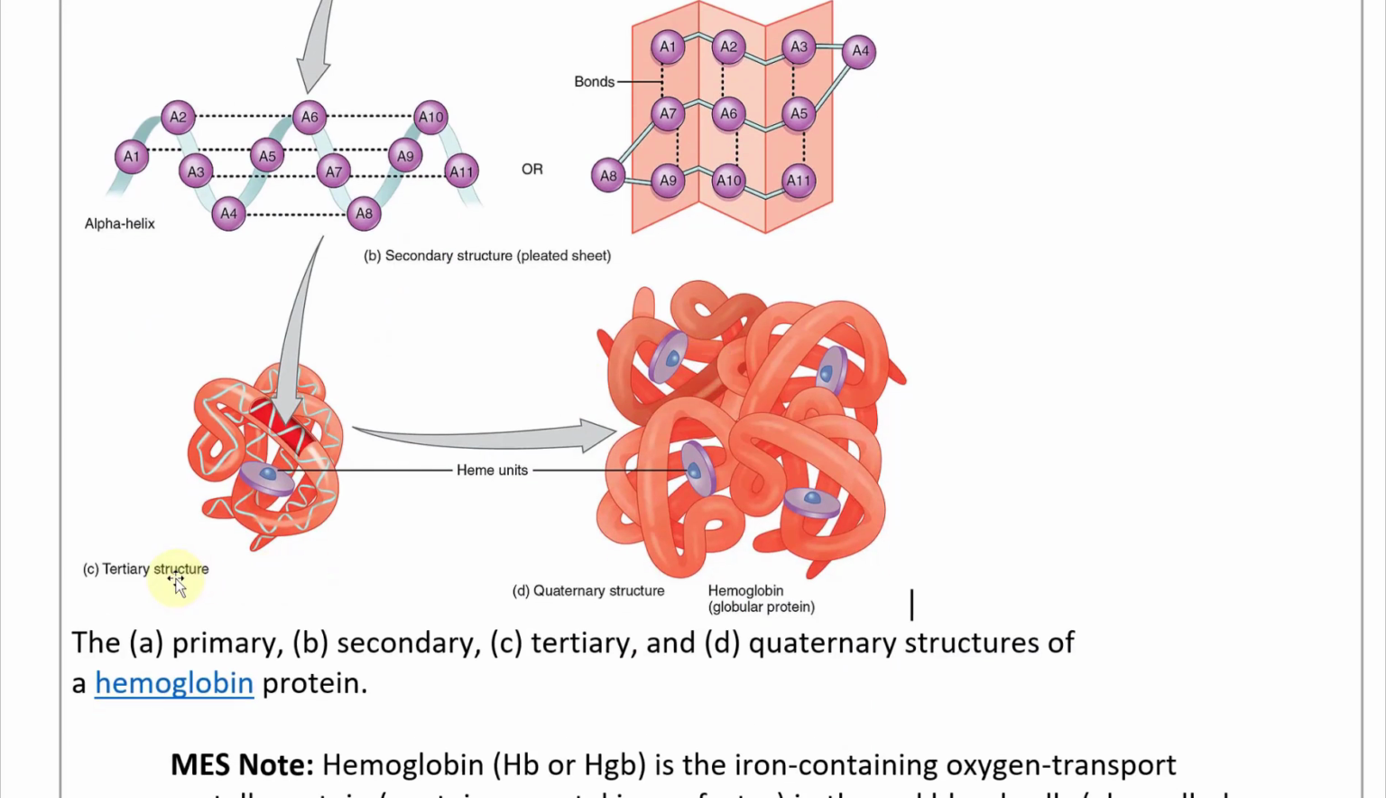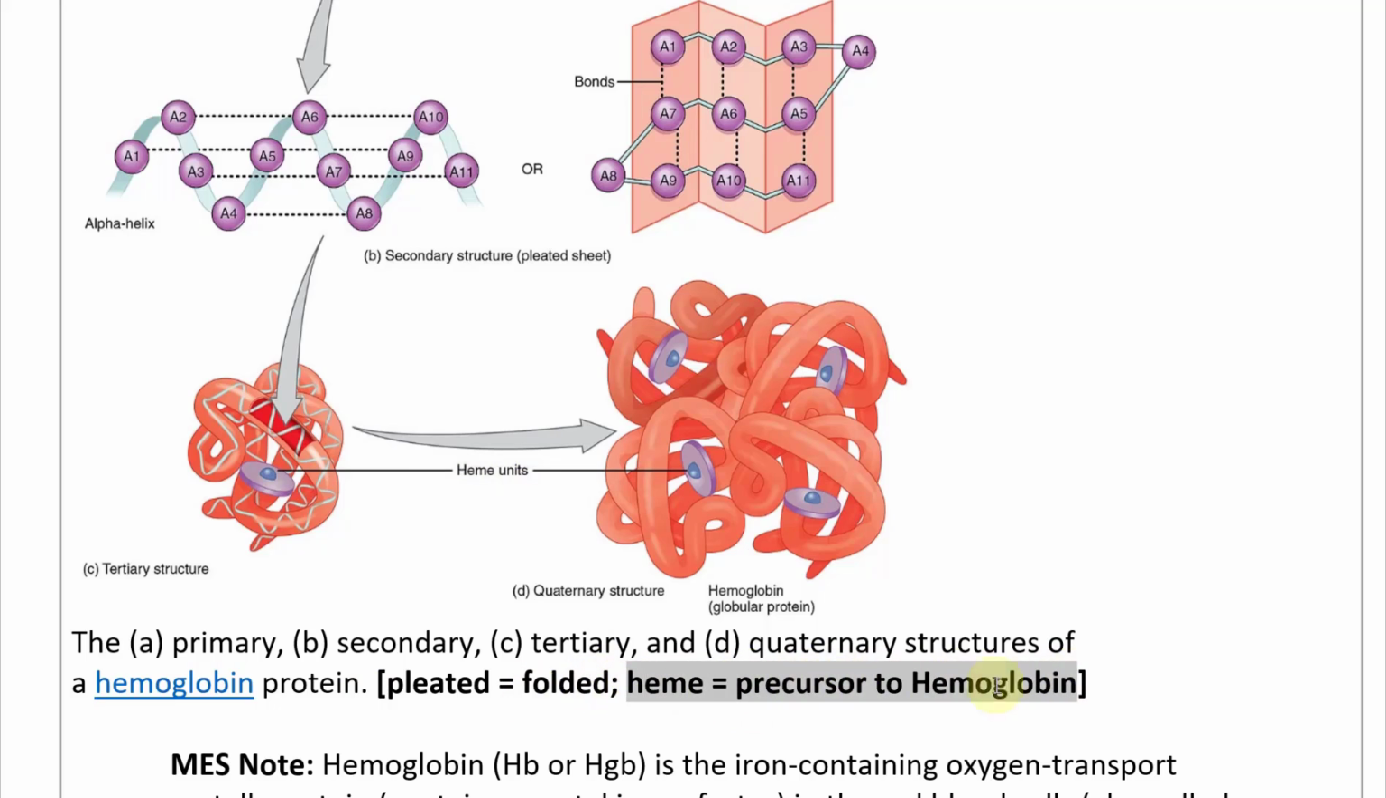And then here's a tertiary structure. This tertiary structure has just loops all around, and these heme units. Actually, I think it's pronounced heme. So these heme units, I just put it here for reference. So heme equals precursor to hemoglobin. Yeah, so hemoglobin. I think hemoglobin is the proper pronunciation.